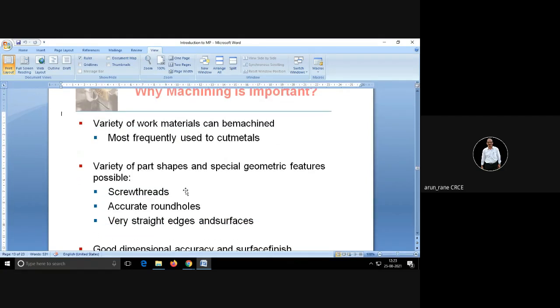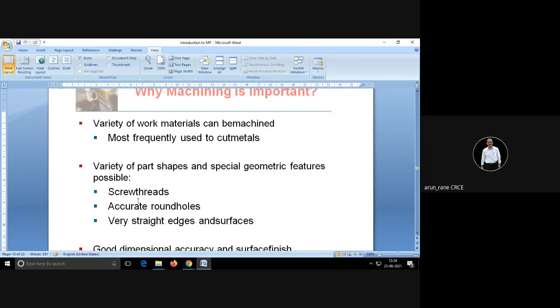Now, why do you have to go for machining? Why not always go for casting or forging, when there is a scrap reduction or when the scrap can be reduced? There are certain things where the answer is machining only. You can only go for machining. Like if you want to have threads, then you cannot cast or forge, or even do powder metallurgy. Only machining. Machining is the only answer.